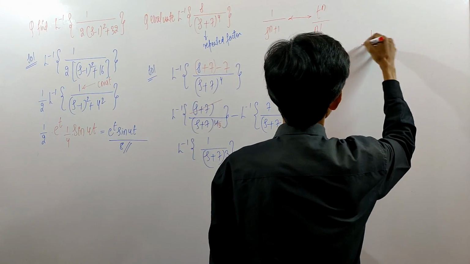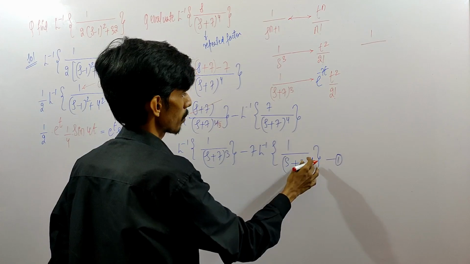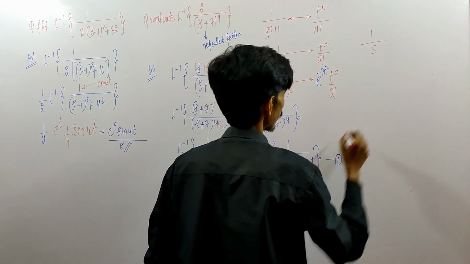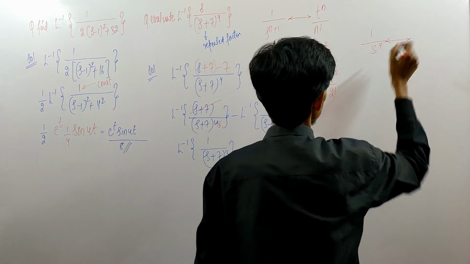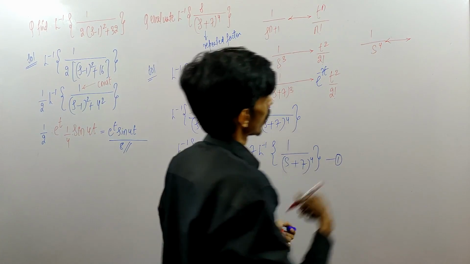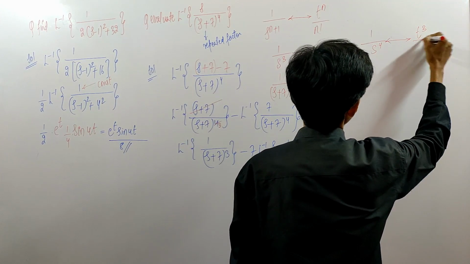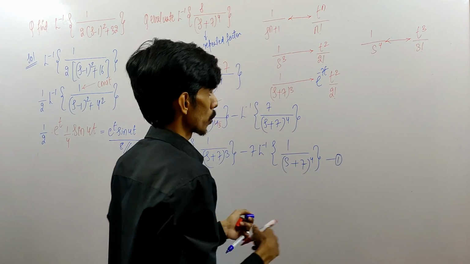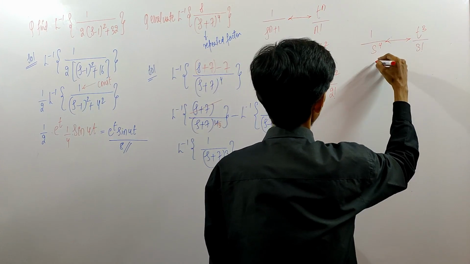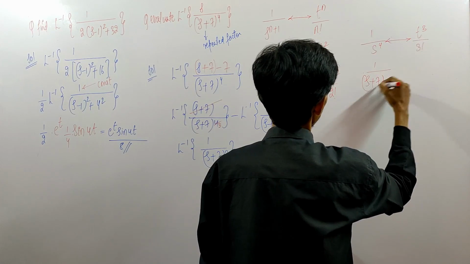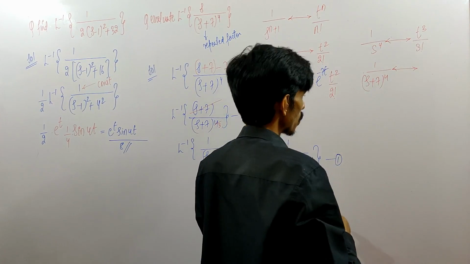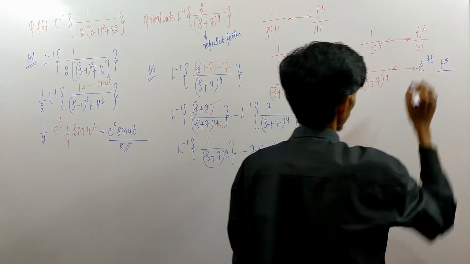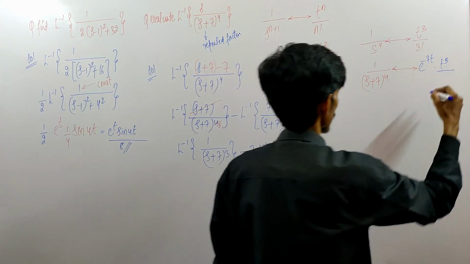Similarly, here we have 1 by (s plus 7) power 4. Treat this as s only, so we have 1 by s power of 4, which transforms to t cube divided by 3 factorial. Now we have s plus 7, so replace s by s plus 7. We have 1 by (s plus 7) power 4 transforms to the exponential term e power of minus 7t into t cube divided by 3 factorial, which is 3 into 2 into 1, that is 6.